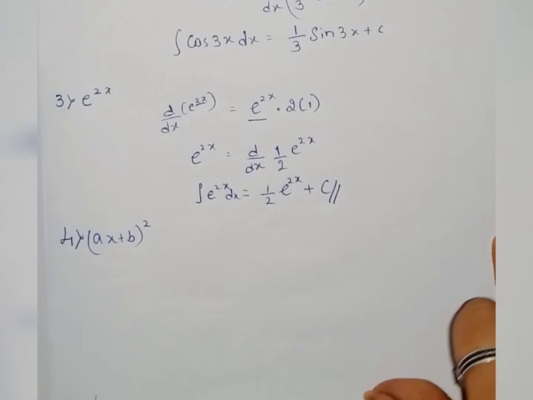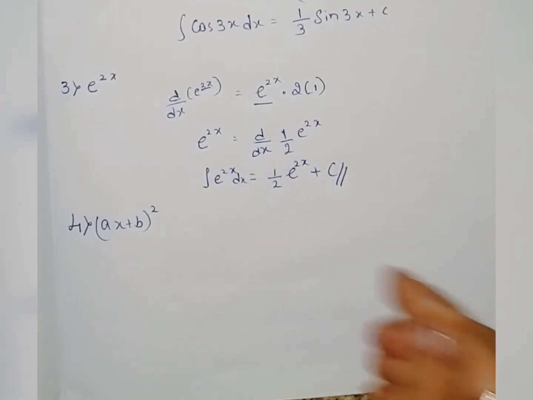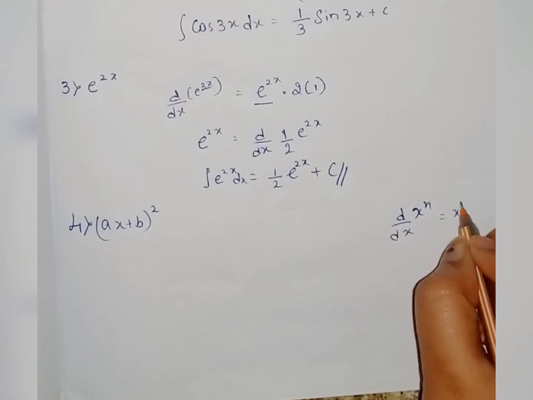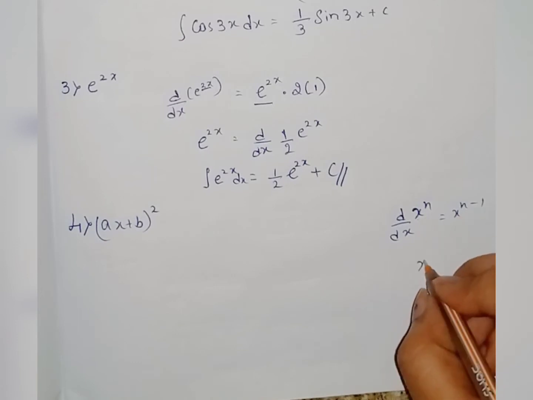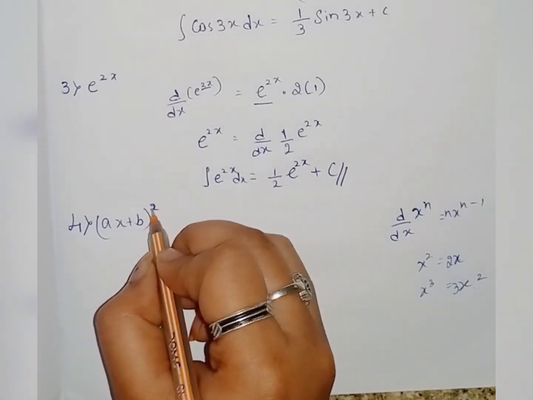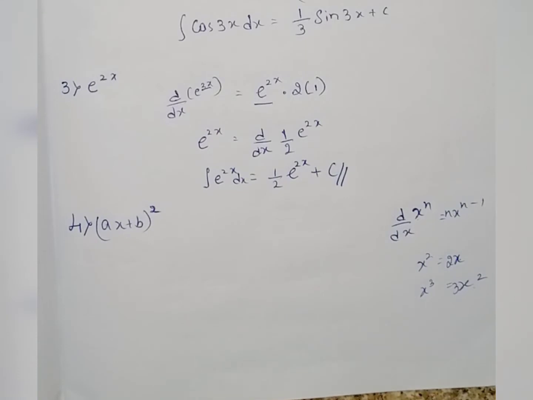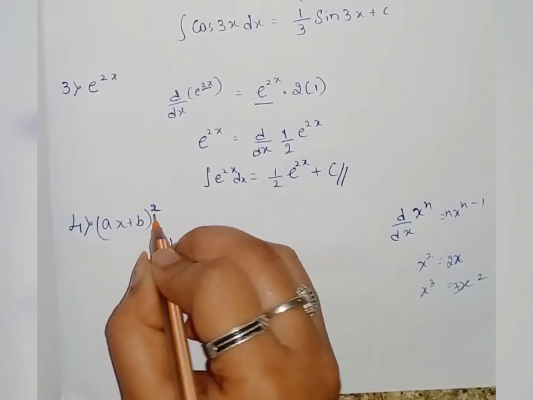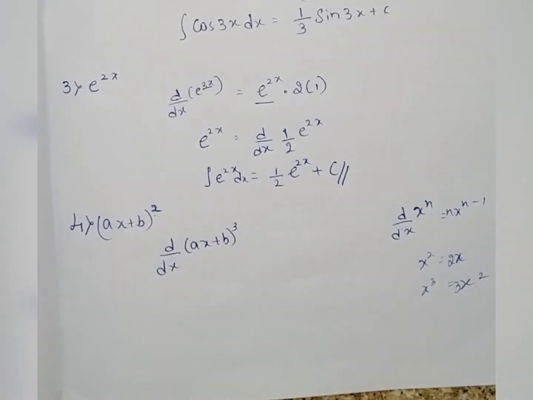We know in differentiation the power rule: d by dx of x power n is n x power n minus 1. If it is x square, we get 2x, since 2 minus 1 is 1. For x cube, we get 3x square. So we can clearly see the power is 2 here. Now I guess you have got an idea to take the function as ax plus b, but we just have to increase the power by 1, that is 3.